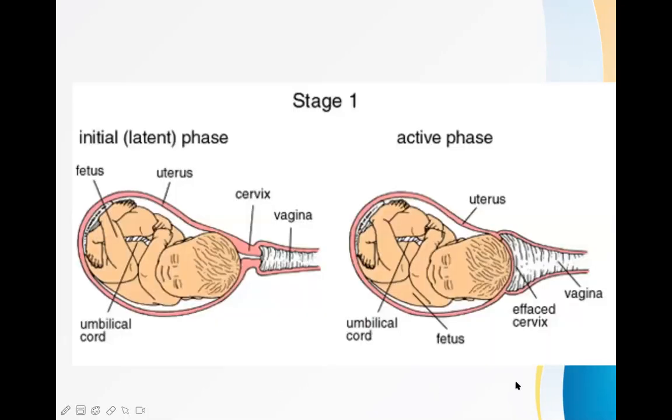Let's move on. Now this is the same slide which we have shown in the beginning. In the latent phase, it may reach up to 3 to 4 centimeter dilation, and in the active phase it reaches up to 10 centimeter, and then only the second stage of the labor will start.